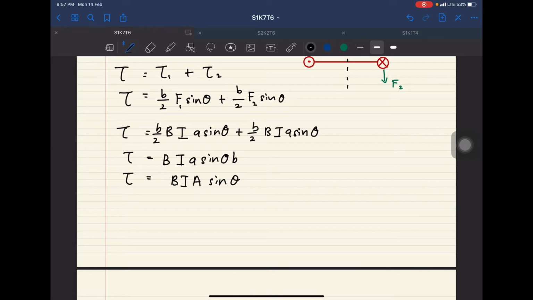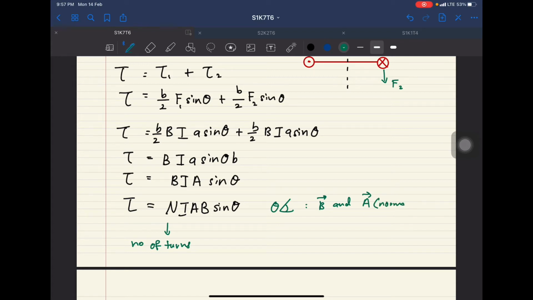And if I have more than one turn, my equation for torque is equal to NIAB sine theta, where N represents the number of turns. So if I have a rectangular coil with one turn, then this becomes 1. The theta there represents the angle between the B magnetic field and the A normal. I put A normal, which means the normal to the plane of the coil.